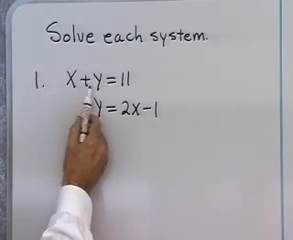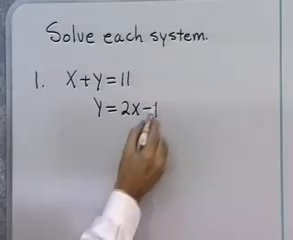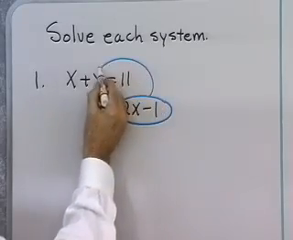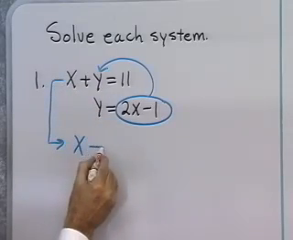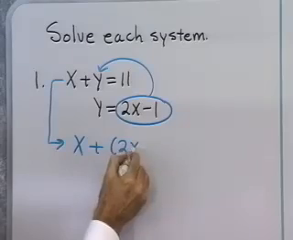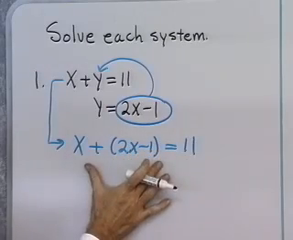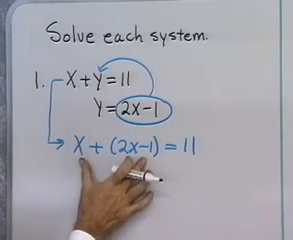Solve this system: x plus y is equal to 11, y is equal to 2x minus 1. So I'm going to take this expression for y from my second equation and substitute it for y in my first equation. When I do that, I have x plus 2x minus 1 is equal to 11. Notice that I've eliminated the variable y from this pair of equations. This equation has only x in it.